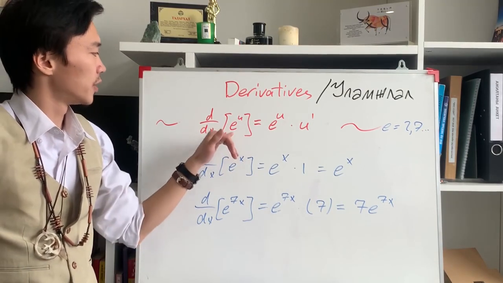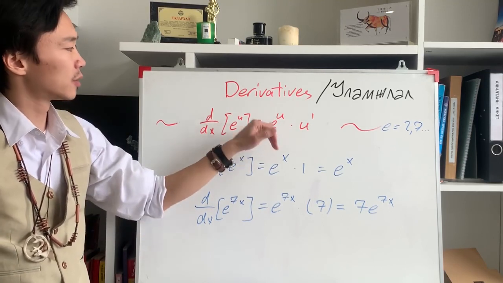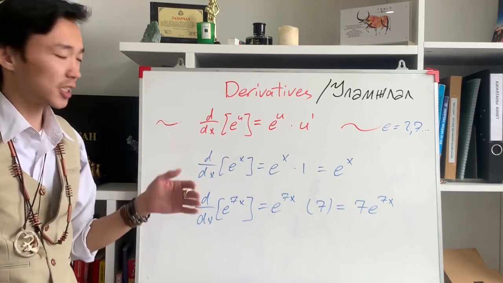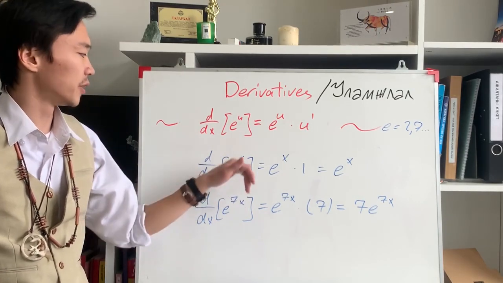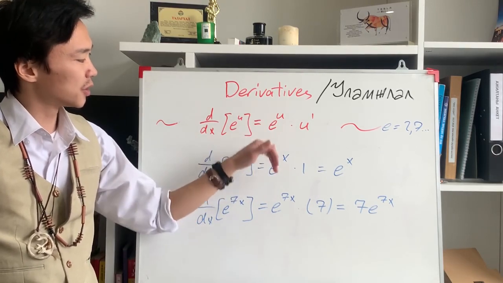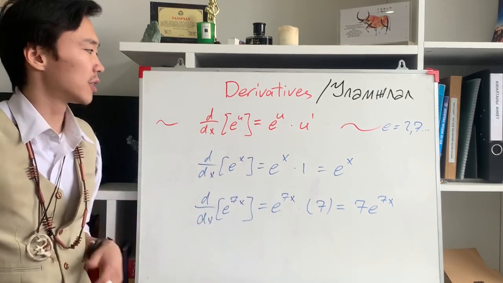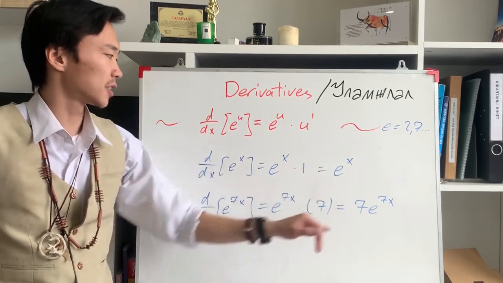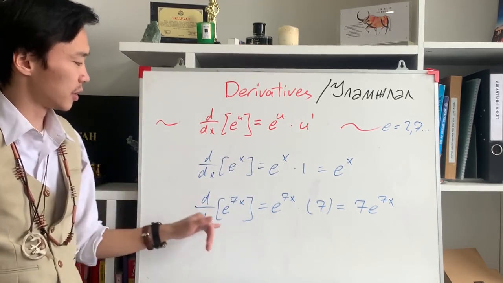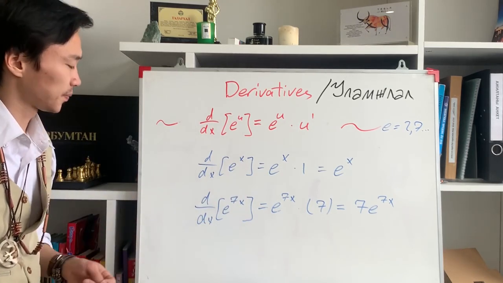The derivative of e to the u, where u is a function of x, is e to the u times u prime. So for instance, let's say we want to find the derivative of e to the x. So it's gonna be e to the x, so u is x times the derivative of x, which is 1. So the answer is gonna be just e to the x. So based on that, what do you think the derivative of e to the 7x? Go ahead and try that.